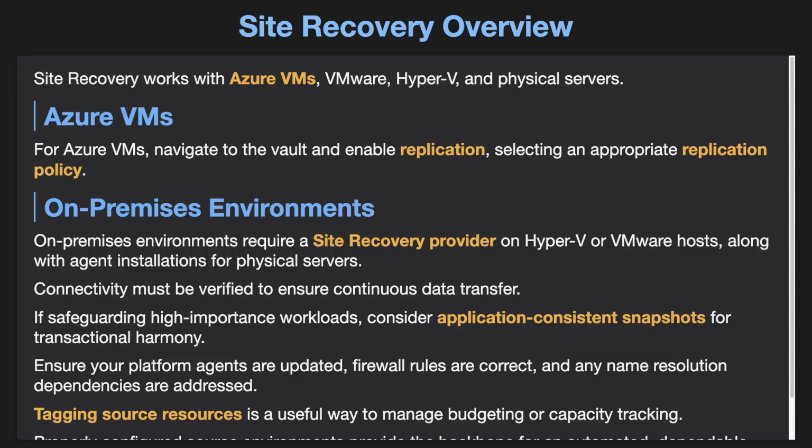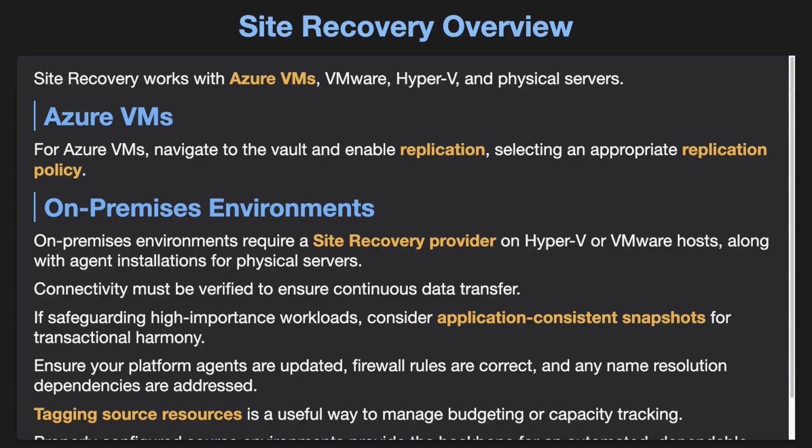Site Recovery works with Azure VMs, VMware, Hyper-V, and physical servers. For Azure VMs, navigate to the vault and enable replication, selecting an appropriate replication policy. On-premises environments require a Site Recovery provider on Hyper-V or VMware hosts, along with agent installations for physical servers. Connectivity must be verified to ensure continuous data transfer. If safeguarding high-importance workloads, consider application-consistent snapshots for transactional harmony.